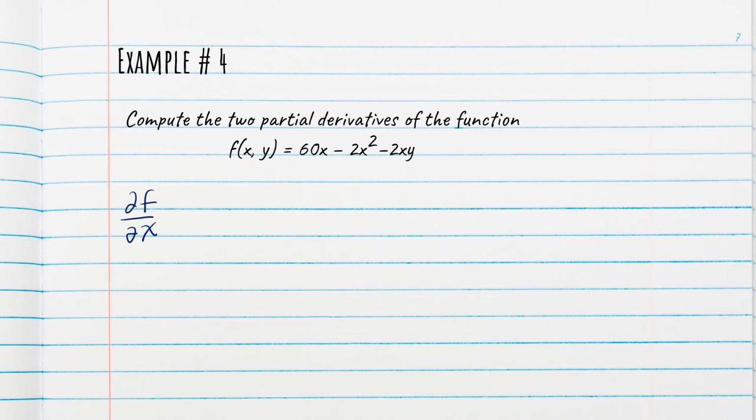And I think in this case it's nice to do a little bit of highlighting. So we're going to highlight all the terms that have x in them. So the first term has an x, the second term has an x, and the third term has an x as well. That means that when we take this partial derivative with respect to x, our solution should have three terms in it. So the derivative of 60x with respect to x is 60.